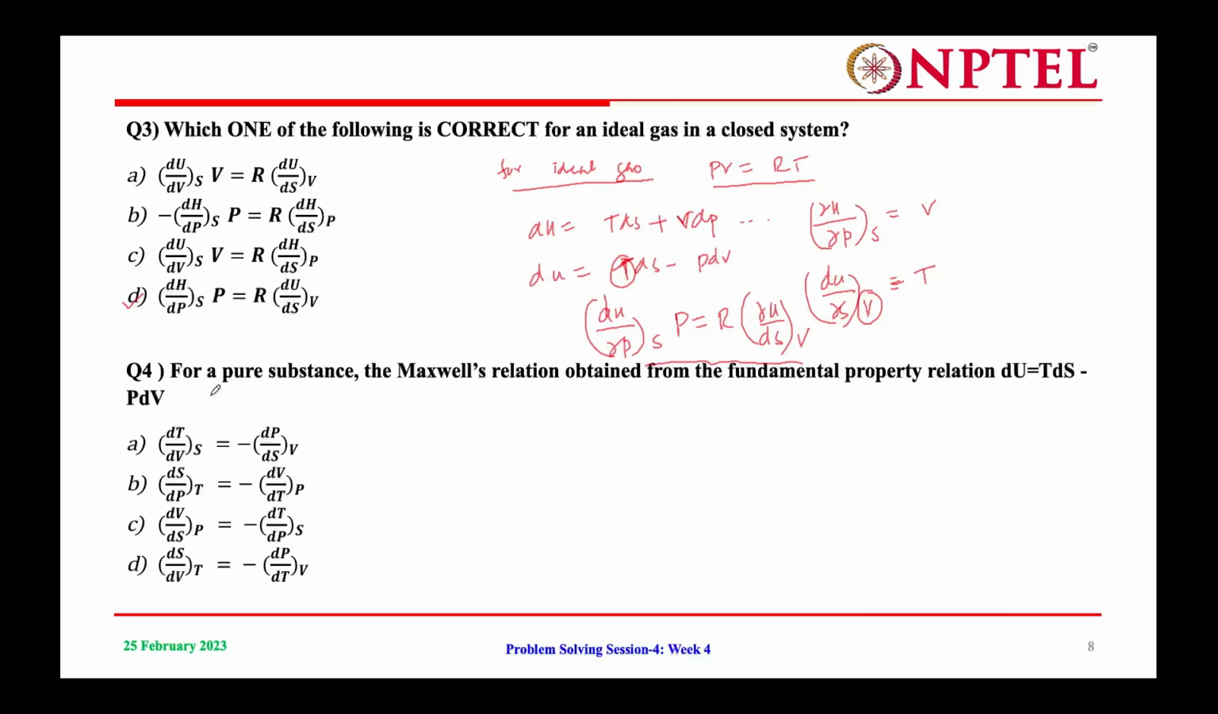Now question: for a pure substance, a Maxwell relation obtained from the fundamental property relation dU is equal to TdS minus PdV. It is a simple one. Here are the options. Tell someone. Sir, option A. Yeah. Right.